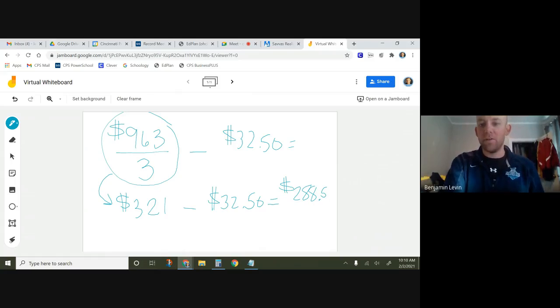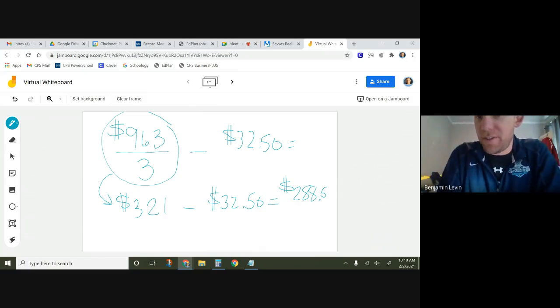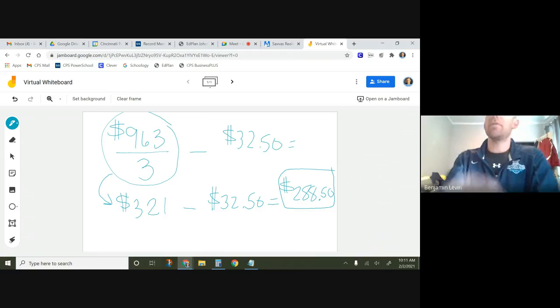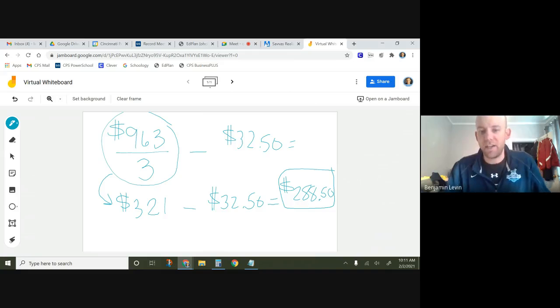So what do we have to do? If we only have one number after the decimal, we need to add a placeholder 0 to the end. After buying lunches, he has $288.50 left. Okay. That's how much money he will actually get to take home and put in his bank account.